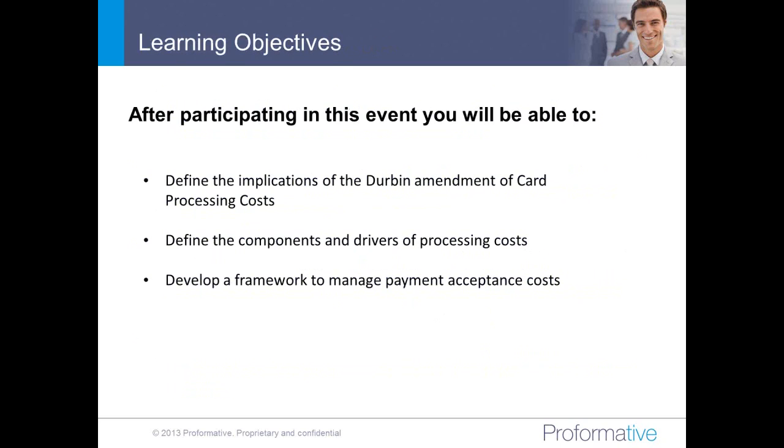We have a number of learning objectives we'd like to accomplish today. After participating in this event, we'd like you to be able to define the implications of the Durbin Amendment on card processing costs, define and certainly know more about the components and drivers of processing costs, and then provide a framework and some strategy to help you manage those payment acceptance costs. So that's a lot to do in our 60 minutes.